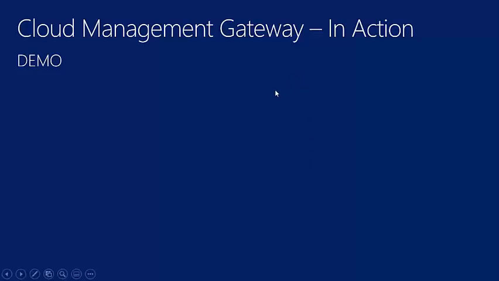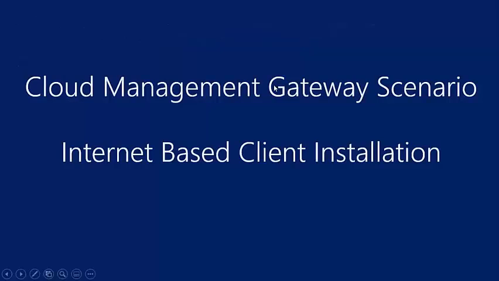Cool. So our third scenario, internet-based client installation. Here, just real quickly, I want to show you how it's possible to install the client, even if the system that's receiving the client is located just on the internet, not on your corporate network, not connected by VPN, etc. Now, this was not always something that you could do with the Cloud Management Gateway. It was introduced fairly soon after the Cloud Management Gateway came to be.